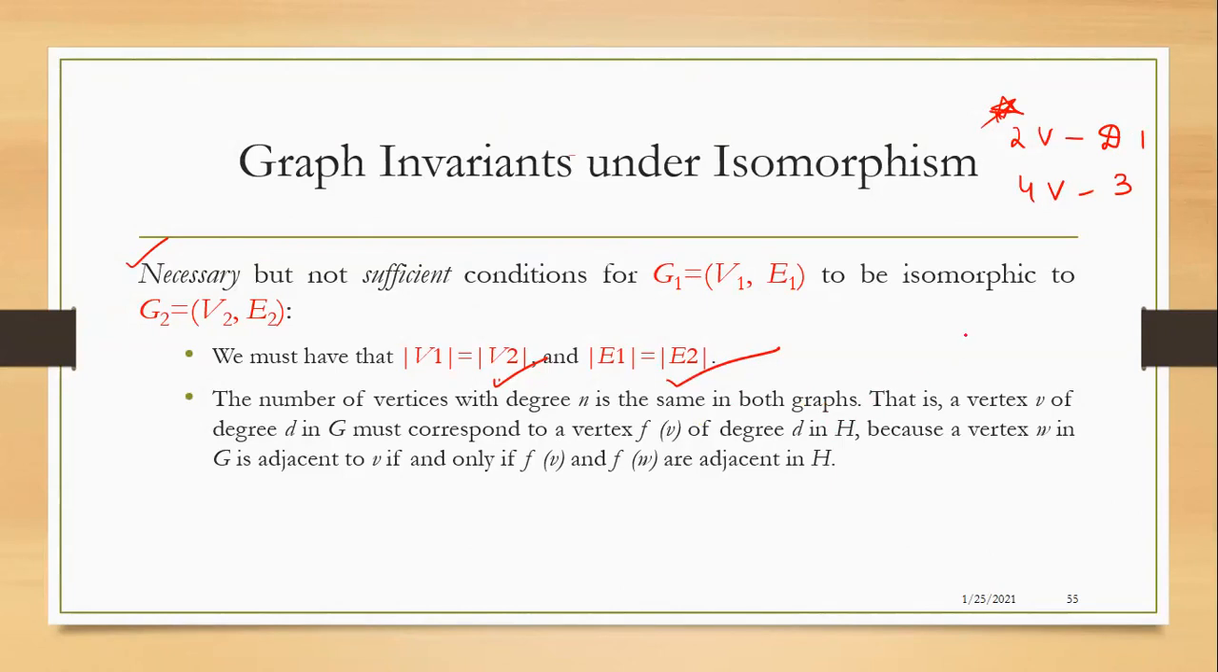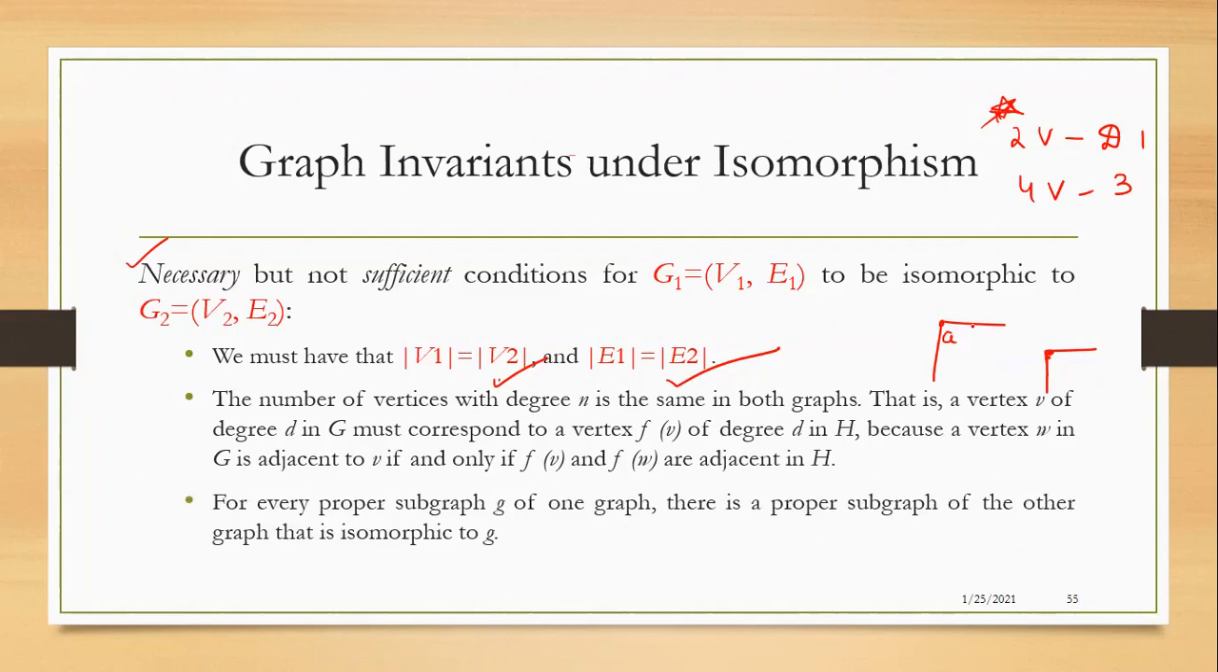Now what does this mean? Suppose you have a vertex A connected to two edges, so the degree is 2. Then in the graph H or G2 also there should be a vertex connected to only two edges. So the number of edges a vertex is incident to must be the same. Apart from that, for every proper subgraph of one graph, there is a proper subgraph of the other graph that is isomorphic to it.